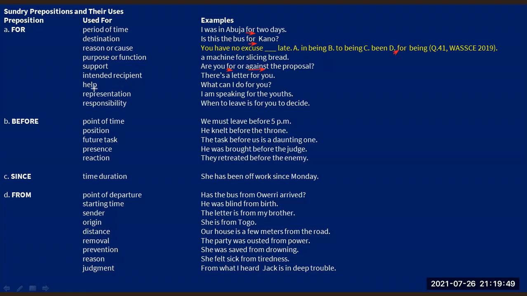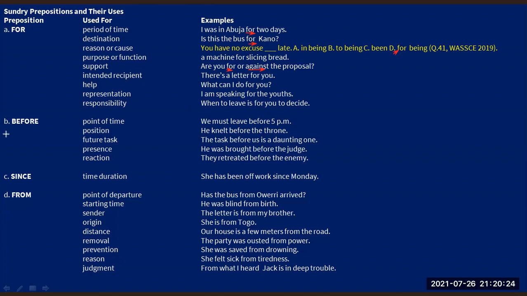It can also be used to indicate help. What can I do for you? For you, that is to help. What kind of help? Then you use for to indicate representation. I am speaking for the youths. That means you are representing the youths. You use for also to indicate responsibility. When to leave is for you to decide. That is your responsibility to decide.